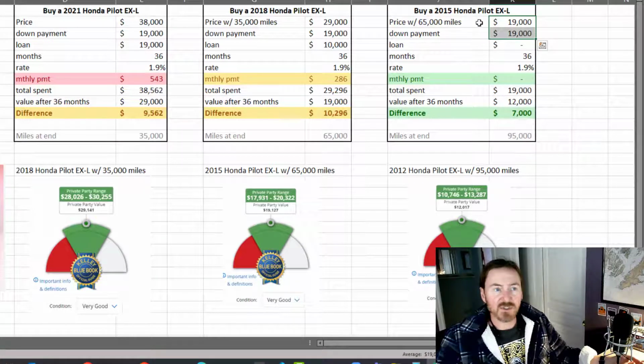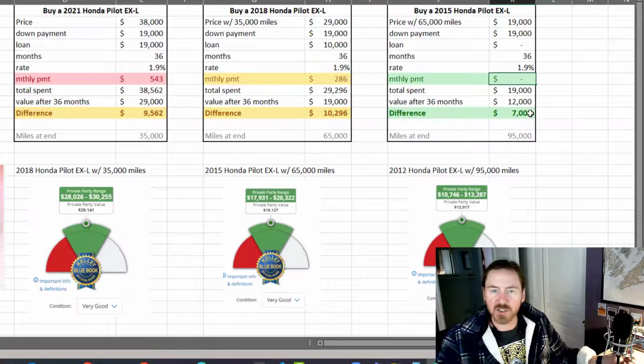This is buying a used car, a 2015 Honda Pilot EXL, 19 grand based on private resale using Kelley Blue Book. I'm assuming you're not getting a loan for that kind of car, and you're just buying it straight out. So of course there's no payment for that one, and this one did have the best net cost because even after 3 years, with this 2015 car now even older, and I'm assuming it's going to have around 95 or 100,000 miles at the end, it still has a basic value of 12 grand, so then you could resell that if you want to.